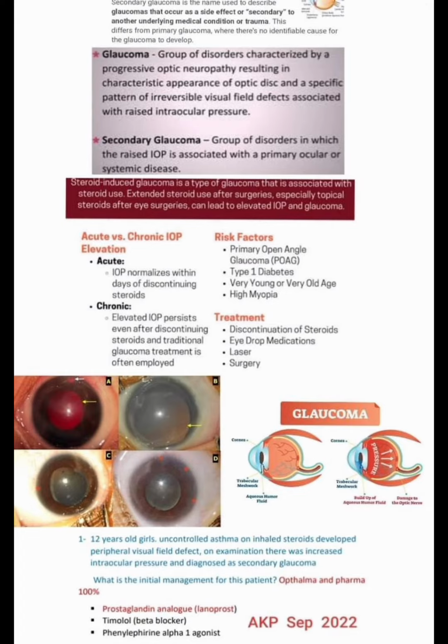So we know that the definition of glaucoma is a group of disorders characterized by a progressive optic neuropathy resulting in a characteristic appearance of the optic disc and a specific pattern of irreversible visual field defects associated with raised intraocular pressure. Now, about secondary glaucoma: that is a group of disorders in which the raised intraocular pressure is associated with a primary ocular or systemic disease.